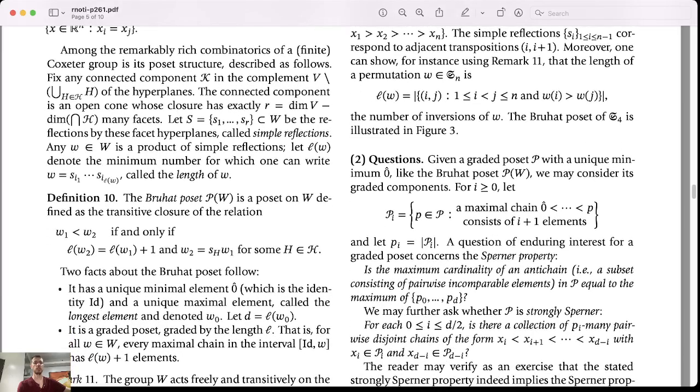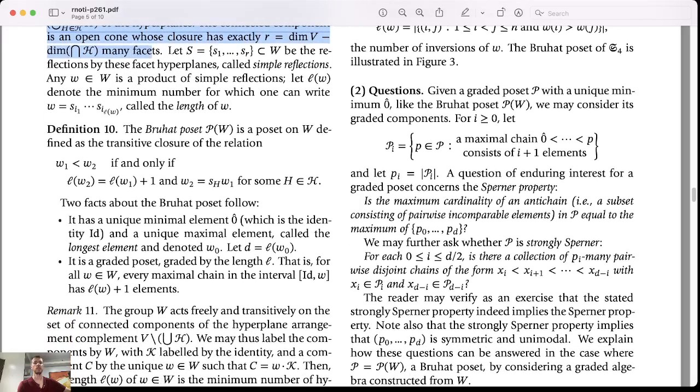Among the remarkably rich combinatorics of a finite Coxeter group is its poset structure, described as follows. Fix any connected component 𝒦 in the complement V minus the union of H in 𝓗 of the hyperplanes. The connected component is an open cone whose closure has exactly r = dim V − dim ∩𝓗 many facets. Let S = {s_1, ..., s_r} ⊂ W be the reflections by these facet hyperplanes, called simple reflections. Any w in W is a product of simple reflections. Let ℓ(w) denote the minimum number of factors for which one can write w = s_{i1} ··· s_{iℓ(w)}, called the length of w.